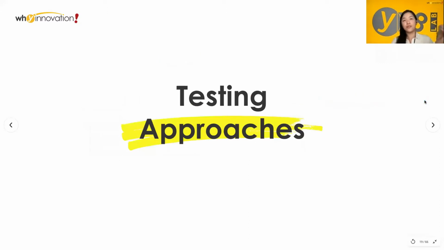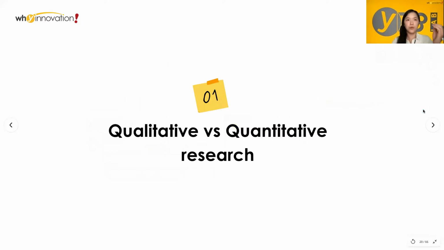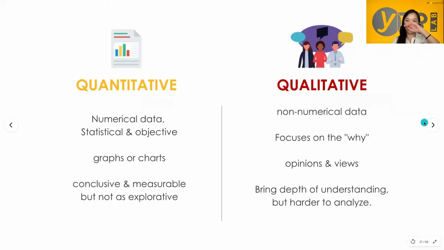Okay, now let's look at some of the testing approaches. Approach number one, we have qualitative and quantitative research. So what are these? Quantitative is gathering numerical data. It's to track and measure. You measure a lot of data here. So usually the metrics are shown in graphs or in charts, and they deliver quite conclusive and measurable results, but it's not explorative.